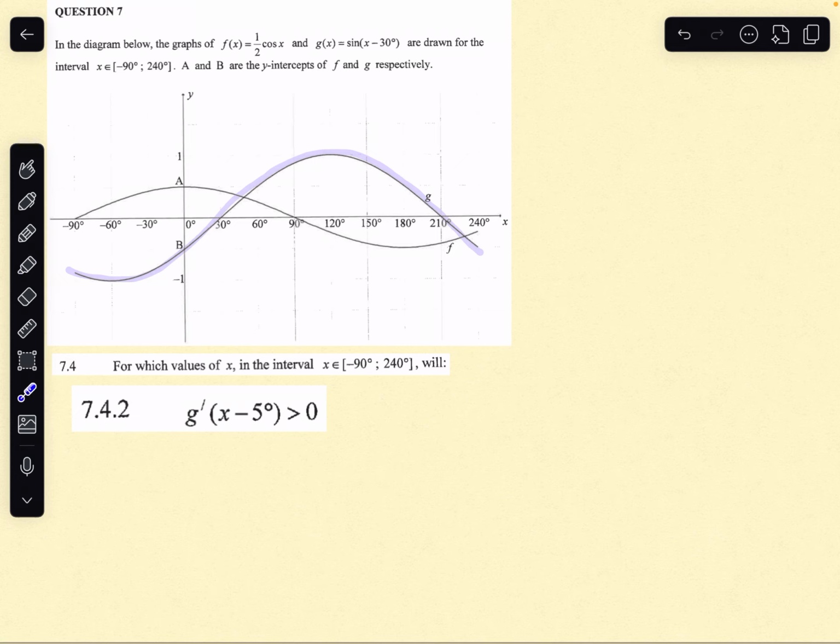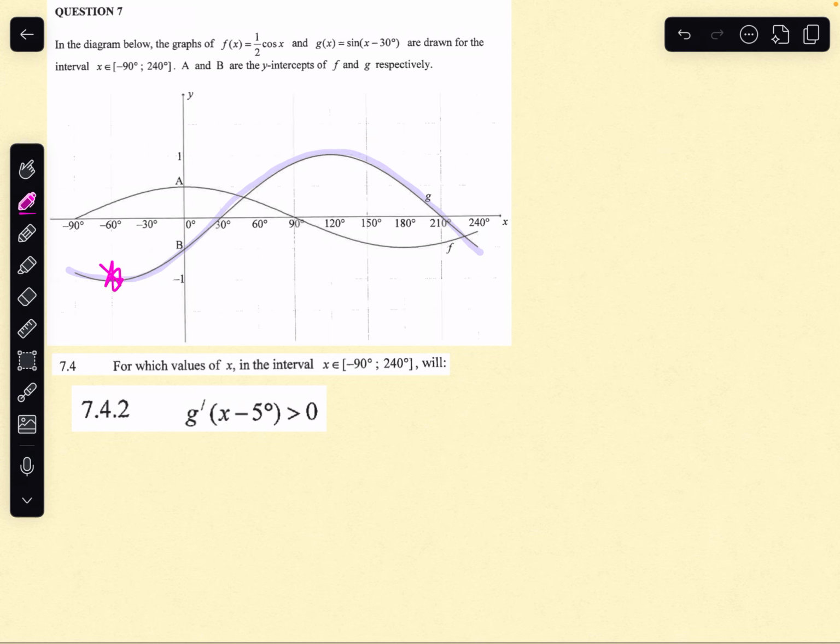Anyway, so we're looking at places where G prime, the gradient of x minus 5 degrees, would be positive. For G of x, currently we have a positive gradient from here up until here, and then it's negative from there. So if we were to move this to the right by 5 units, that would change where these turning points are happening. Okay, so let's figure out where the turning points are currently.